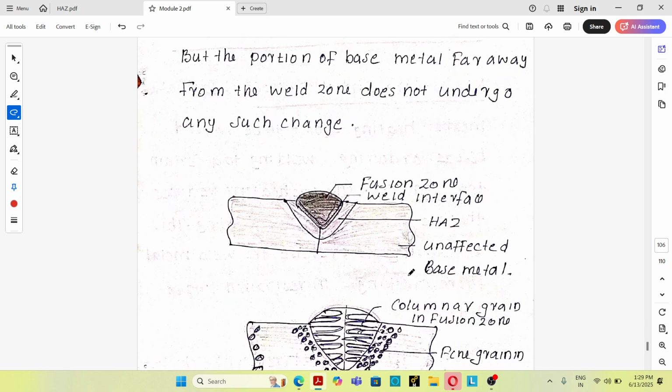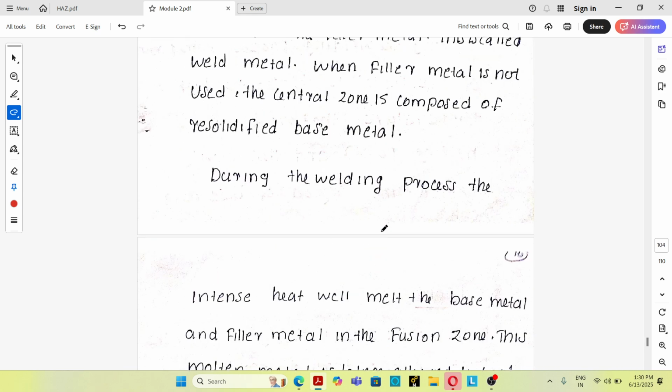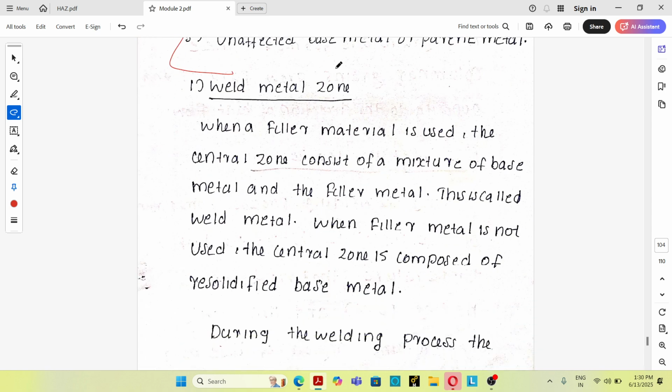So this is a welded joint. There are three distinct zones in a welded joint. That is the fusion zone first, also known as weld metal zone. Then the heat affected zone, known as HAZ. Then the third one is unaffected base metal. So this is the fusion zone, this is the HAZ and this is the unaffected base metal. So first one is weld metal zone.